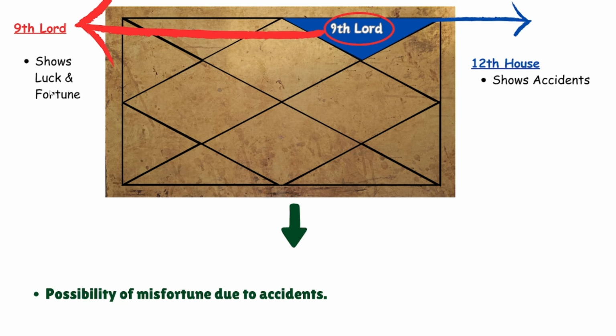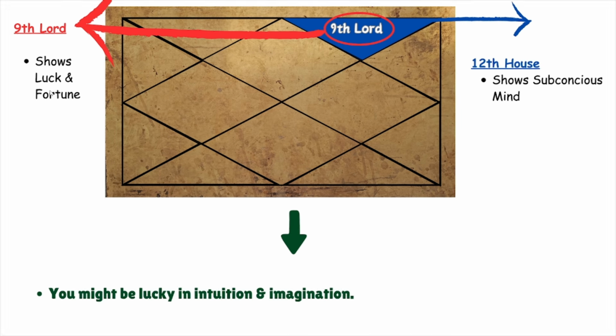Now, ninth lord shows luck and fortune, and 12th house shows accidents. So, if it is badly placed, then misfortune due to accident is also possible. So, you have to be cautious with this aspect.